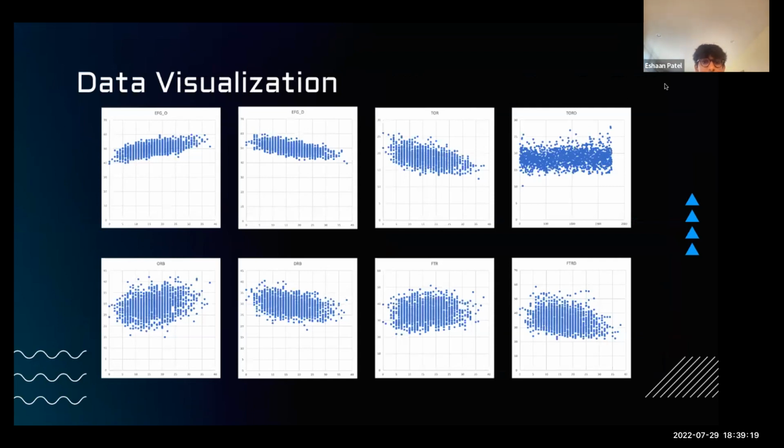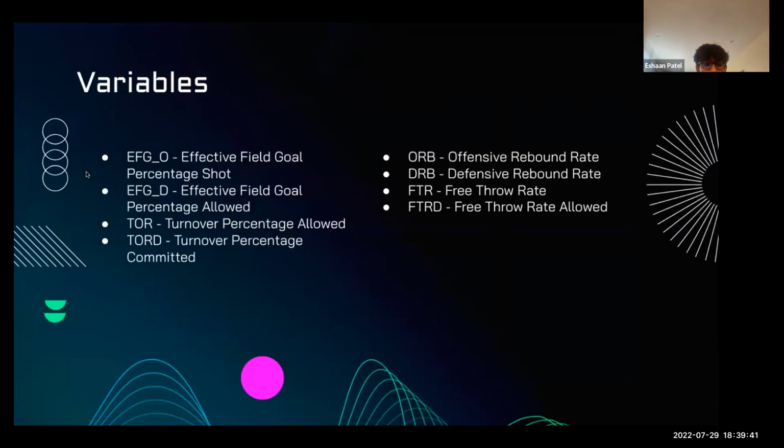And this is data visualization. These are our eight parameters, and the x-axis is the number of wins that teams had, and the y-axis is the parameter, whether it be effective field goal percentage or free throw rate. So these are the variables and or parameters that we used.